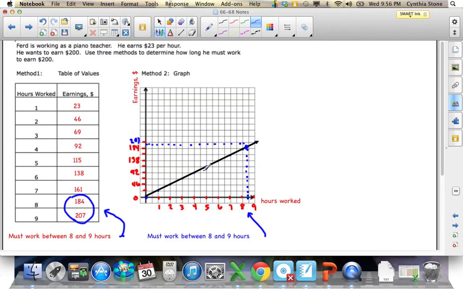So you draw the line. We want to know how many hours to earn the $200. So if this is 184 and this is 207, around here is going to be 200. Follow it straight to my graph, follow it down, and you get somewhere between 8 and 9. It is quite an inaccurate method of doing it, but you get the idea, right? We know it's between 8 and 9. That may be accurate enough, right?